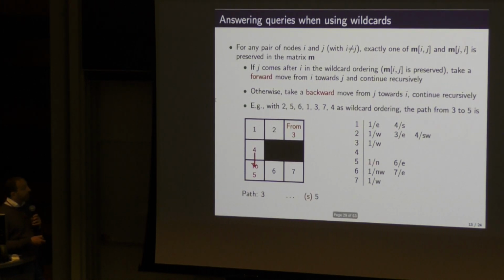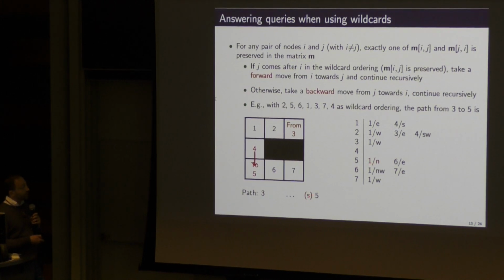This is done by a binary search on row 5. The search finds that 3 is in this run. The value of this run is north, but since this is a backward move, it becomes south in the path. Then we continue recursively, constructing a path from 3 to 4. 4 comes after 3 in the YCard ordering, so a forward move is available, it is west.